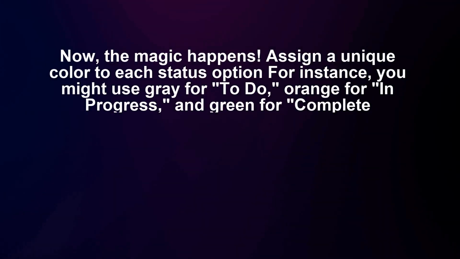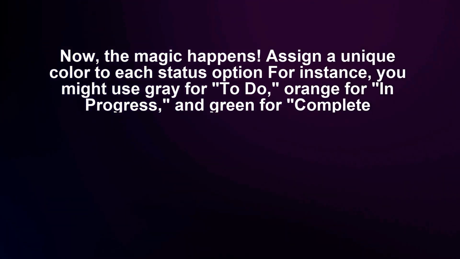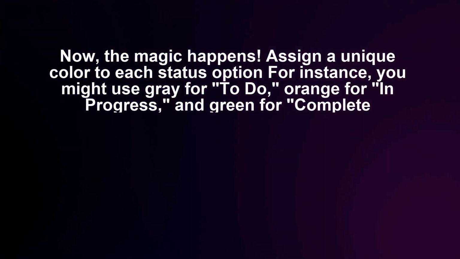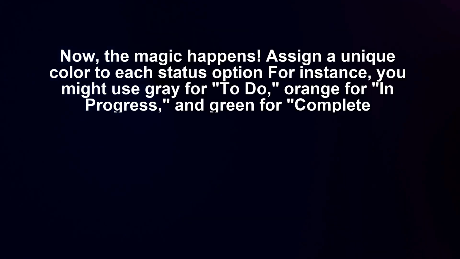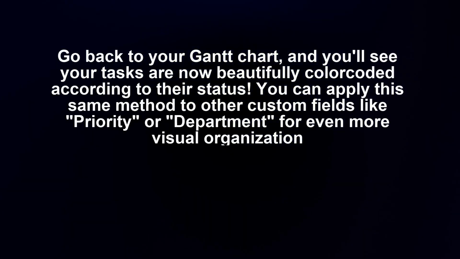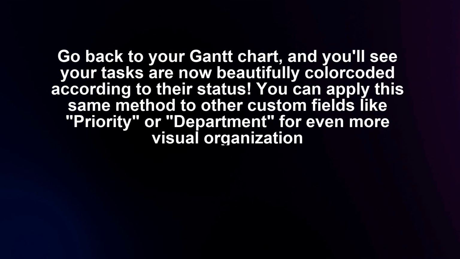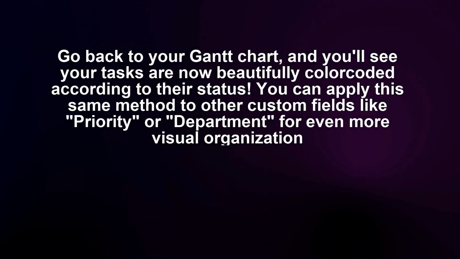Now, the magic happens. Assign a unique color to each status option. For instance, you might use gray for To Do, orange for In Progress, and green for Complete. Go back to your Gantt chart, and you'll see your tasks are now beautifully color-coded according to their status.